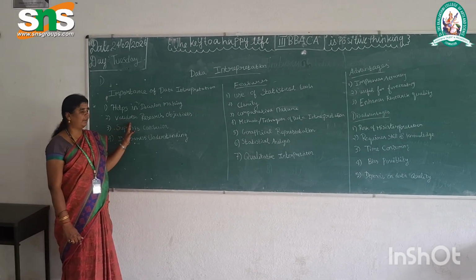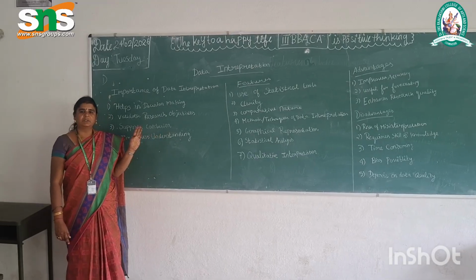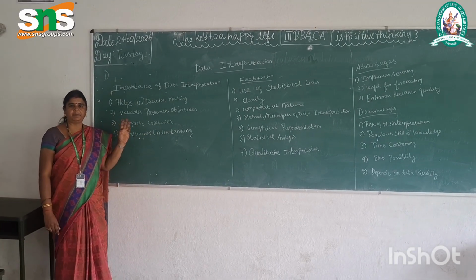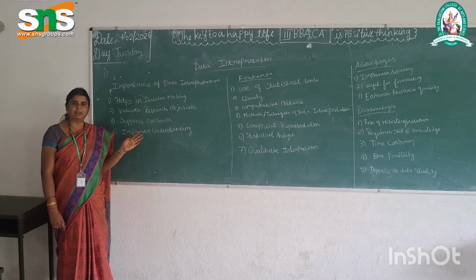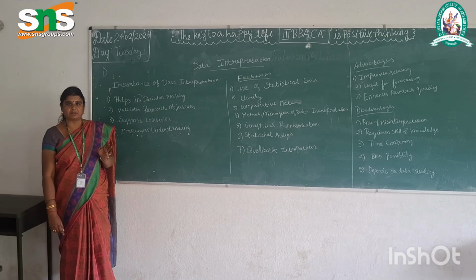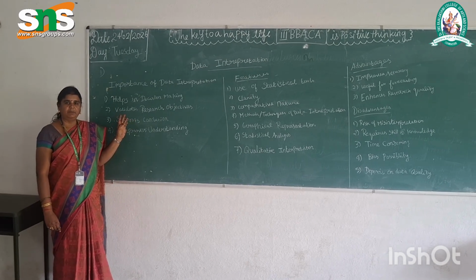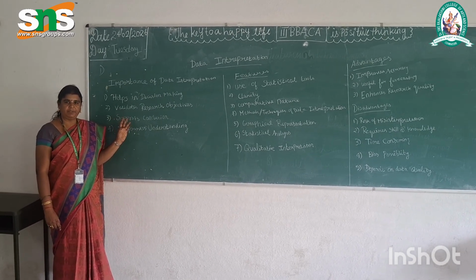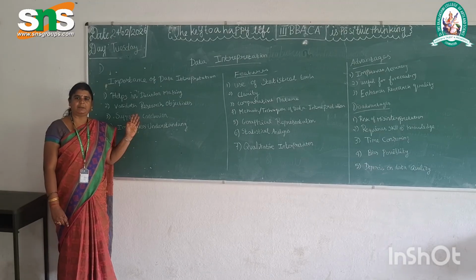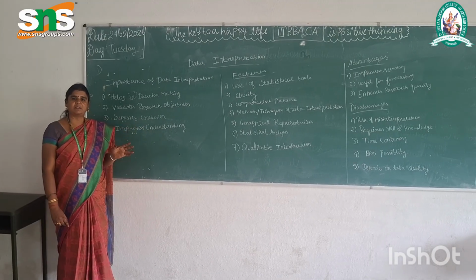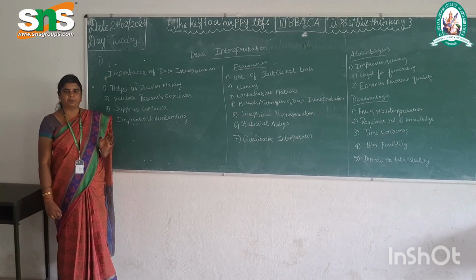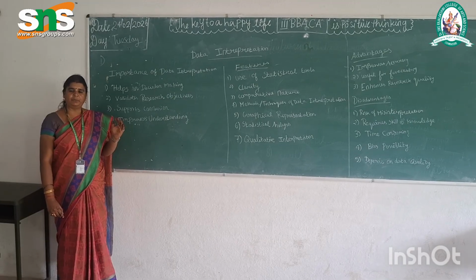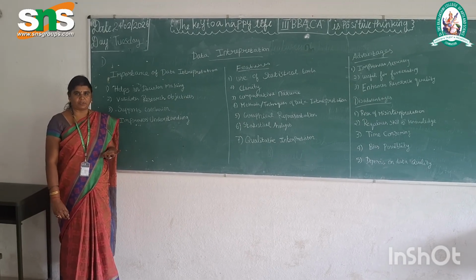Next one, validate research objectives. Here we frame the objectives already, and for that we frame the hypothesis. So in the findings, in the data interpretation, we have to compare whether our objectives and the hypothesis are true or disproved. So this data is helpful for the researcher for further process.